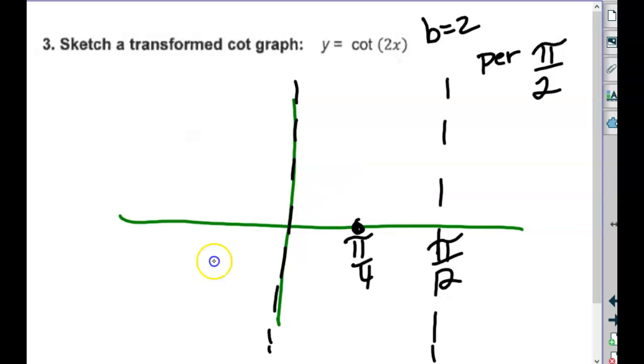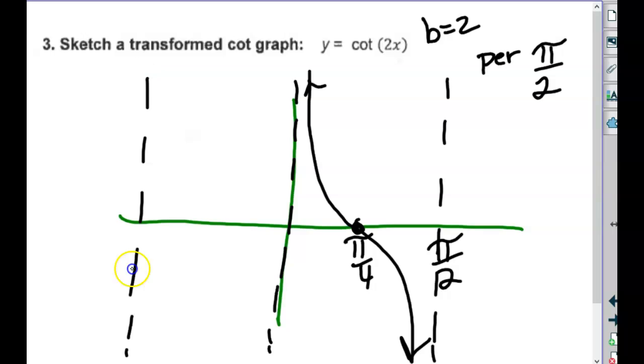And tangent is this way, so cotangent is this way. Now you could do one go on this way. It's probably what I would have done. Negative pi over 2.